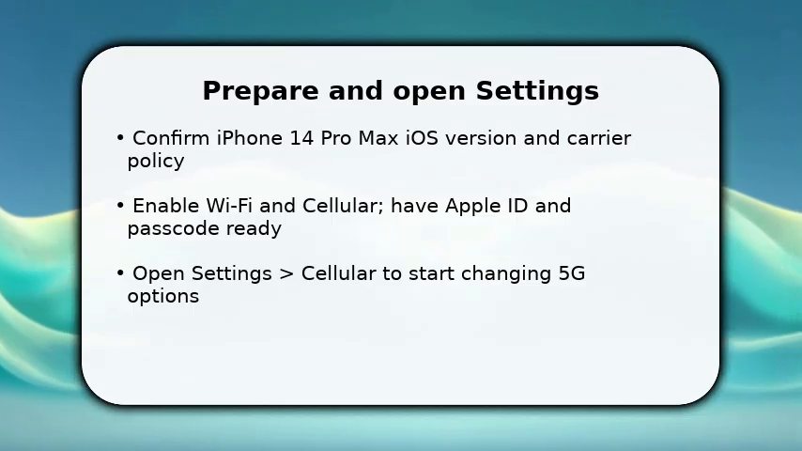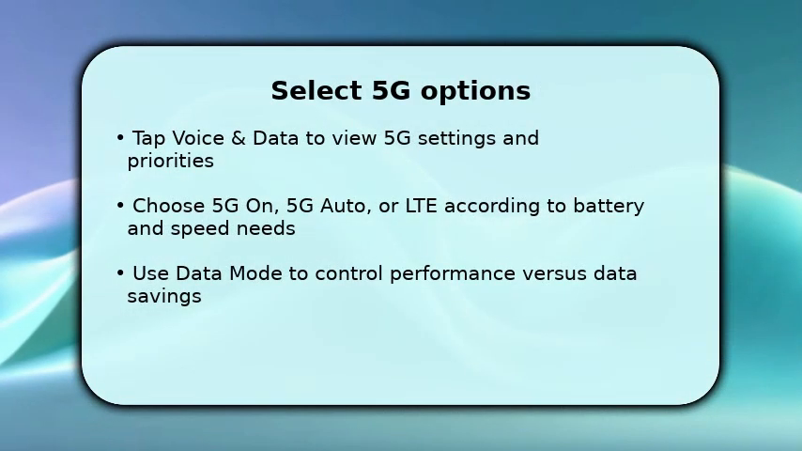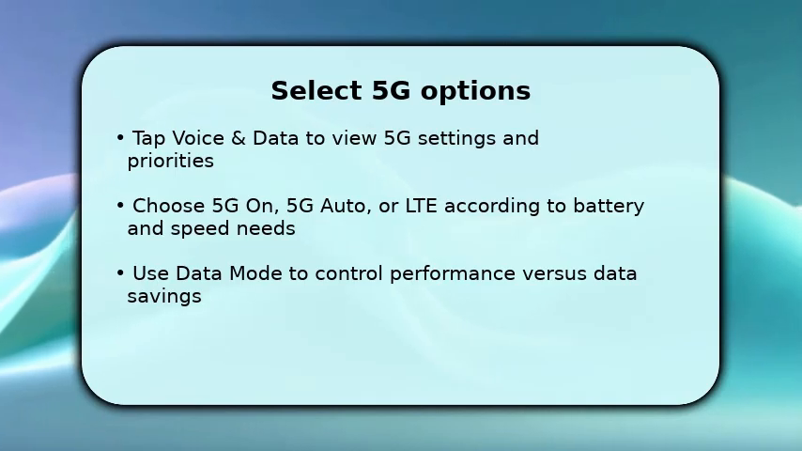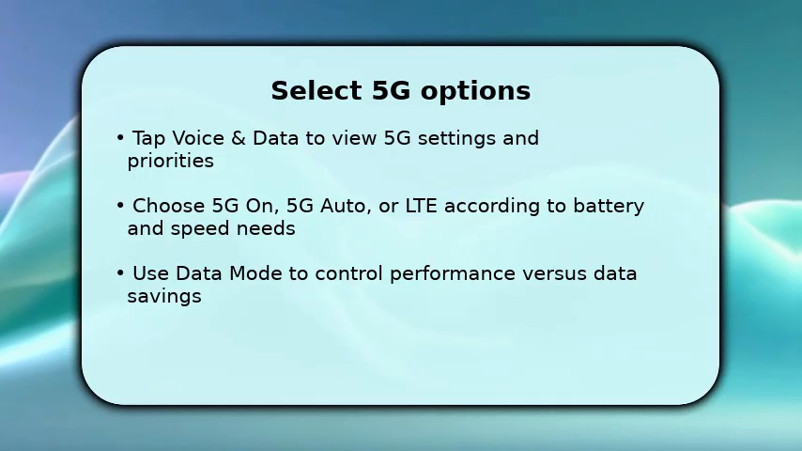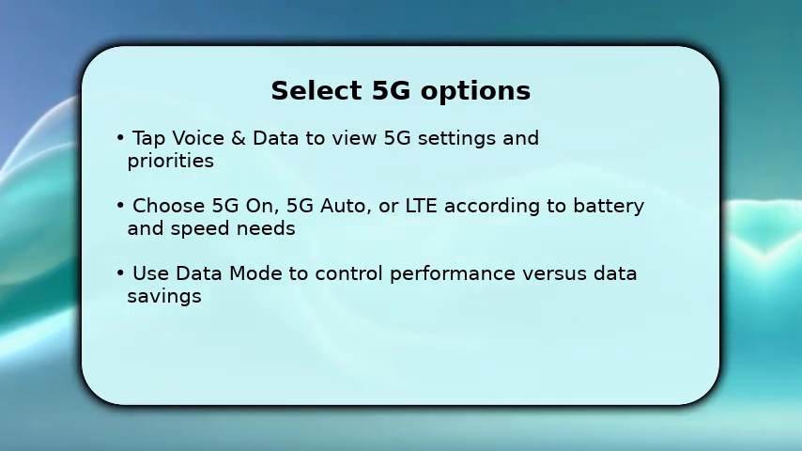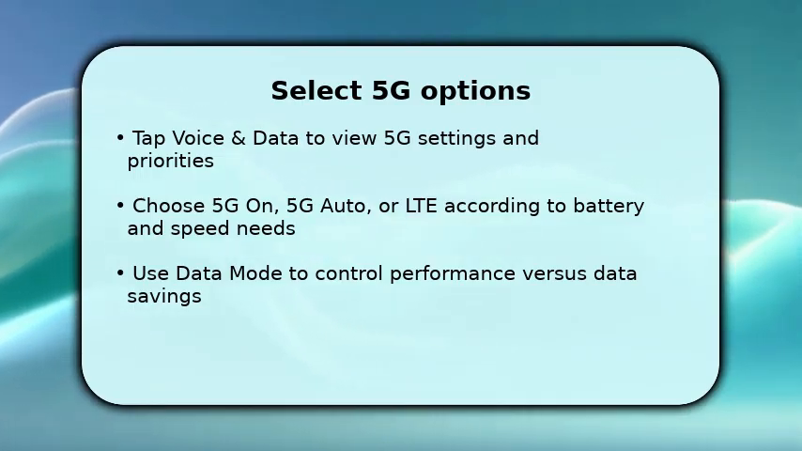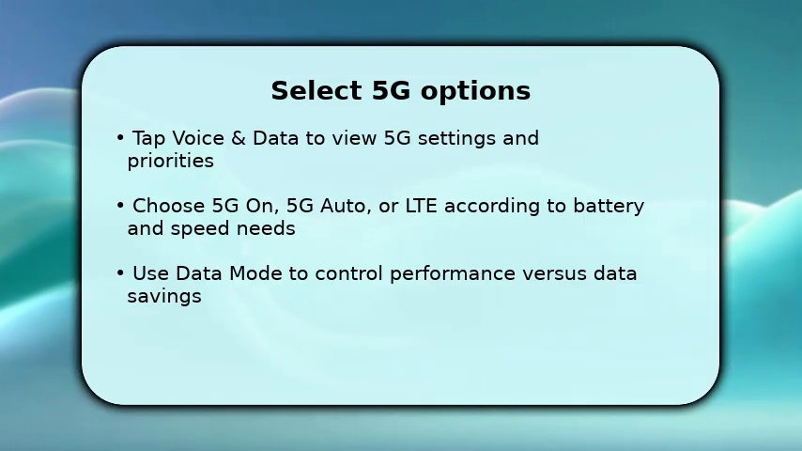Tap Voice and Data to reveal 5G on, 5G Auto, and LTE. 5G on forces maximum use for short bursts of fast data, while 5G Auto balances battery life by switching when needed. Choose LTE if you want consistent battery savings over peak speed.